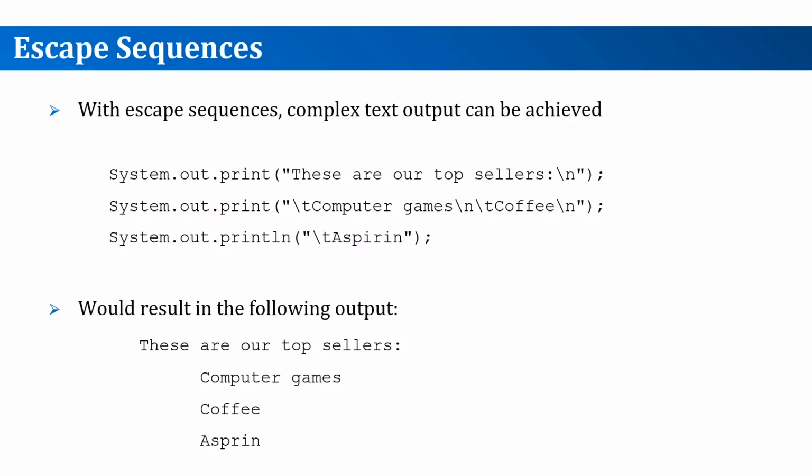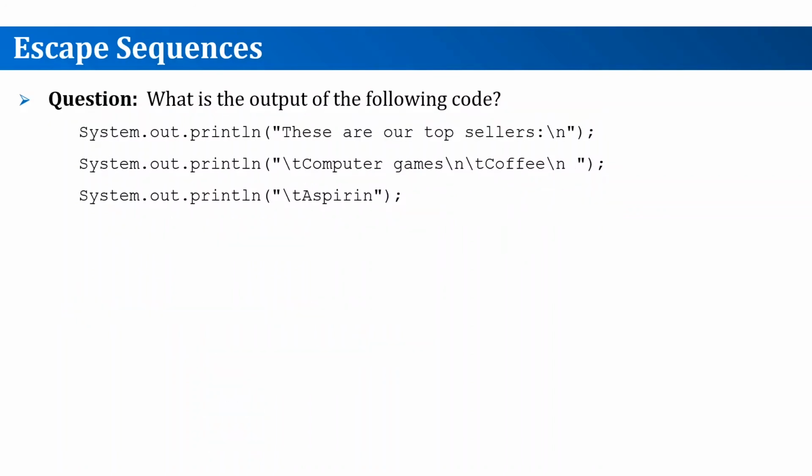At this point, we know the difference between the print and println methods. We also know how to use the escape characters. Given the following snippet of code, what is the output of compiling and running it?